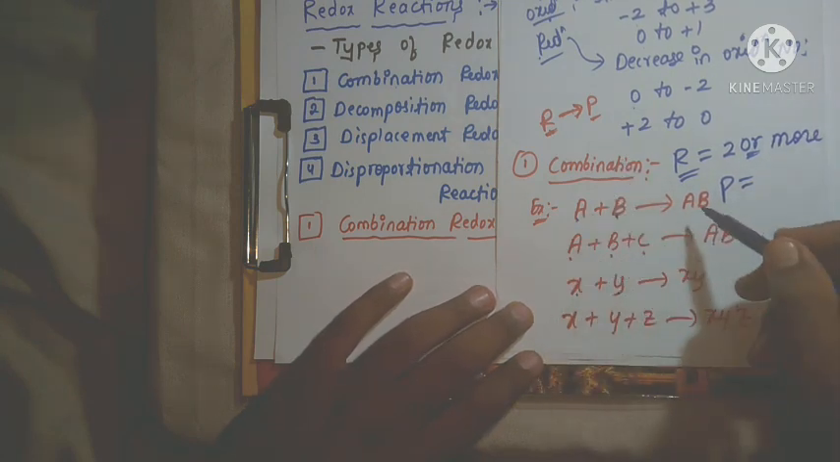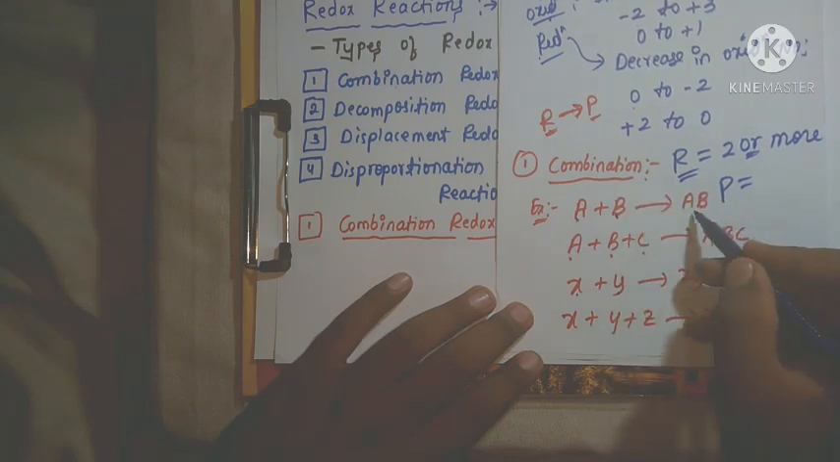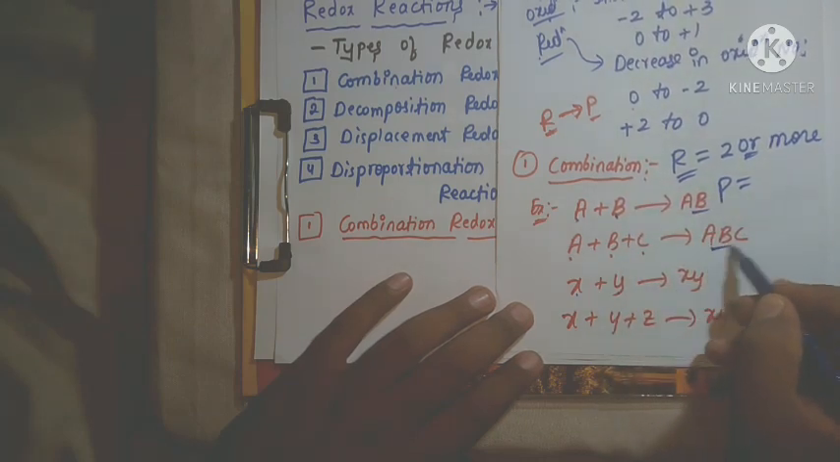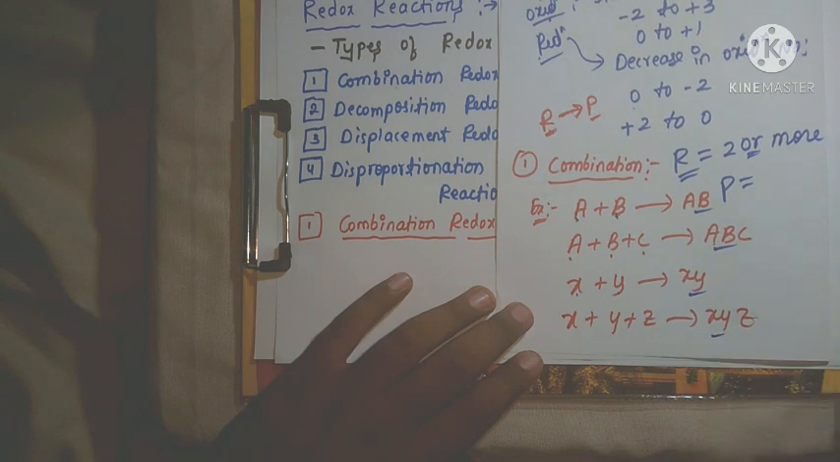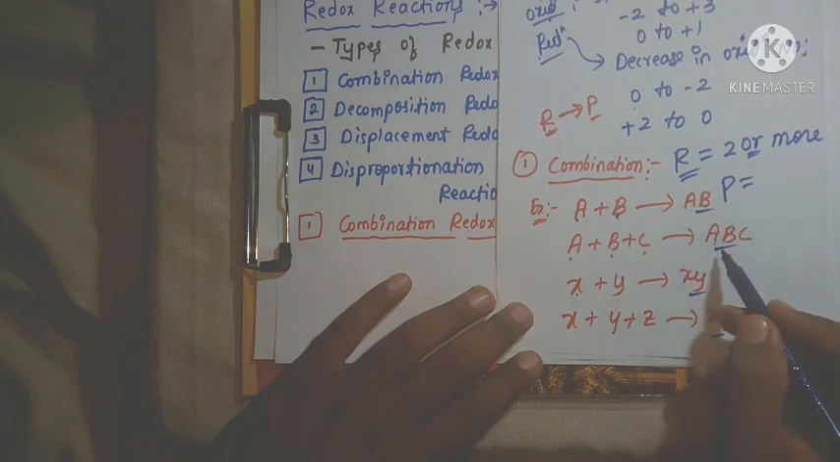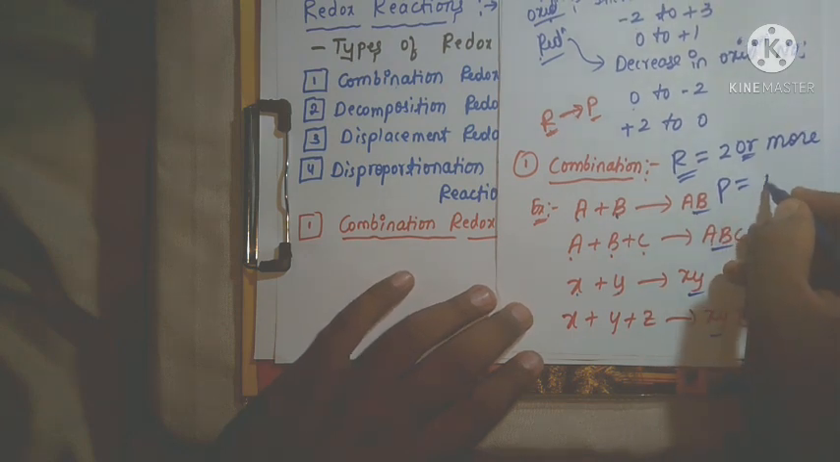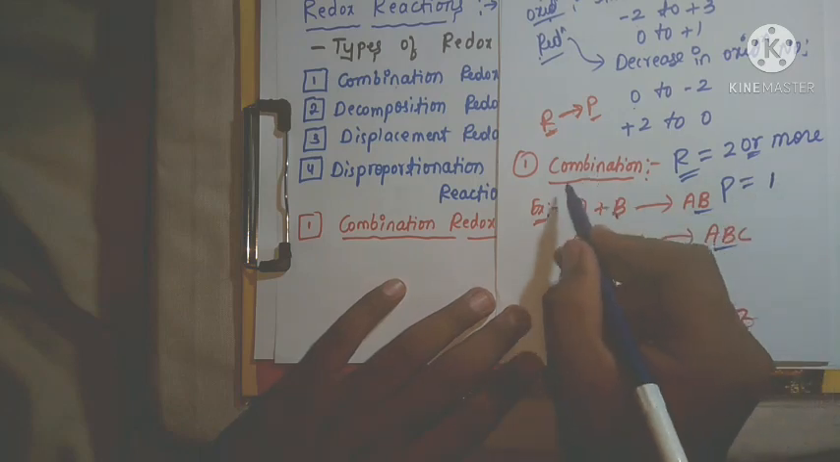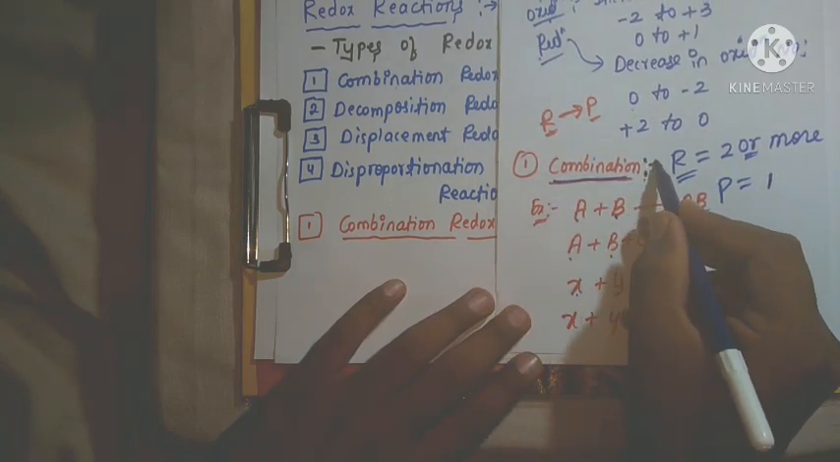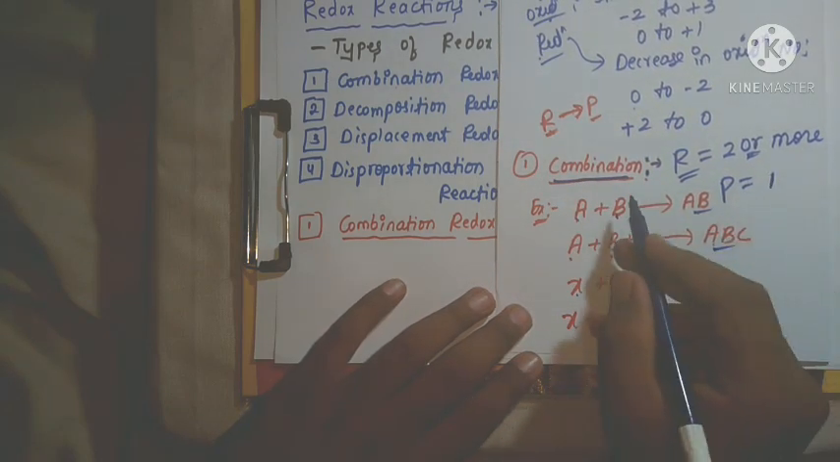And if we check the number of products in all the combination reactions, how many products? 1. Here one product, that is AB. Here one product, that is ABC. Here also one product, that is XY. Here also one product, that is XYZ. Means how many products are there? One product.